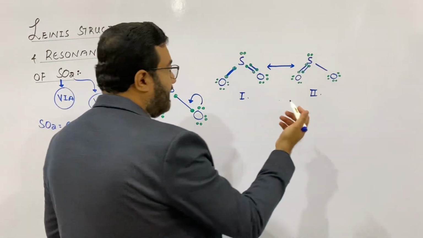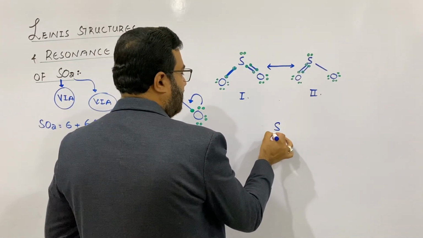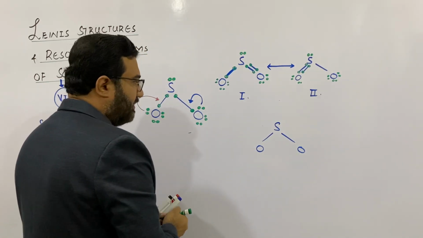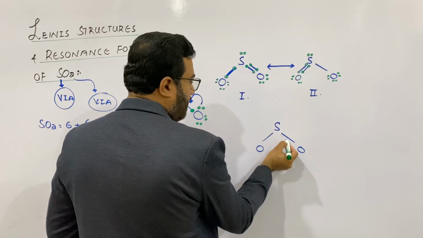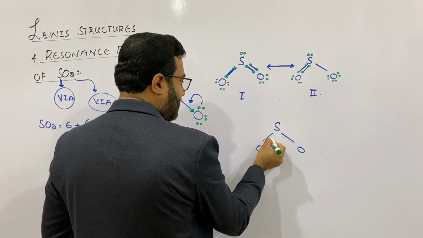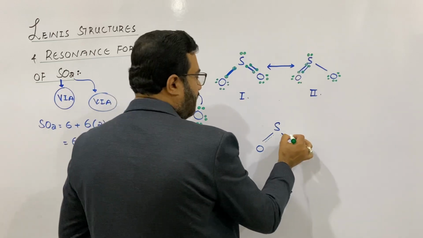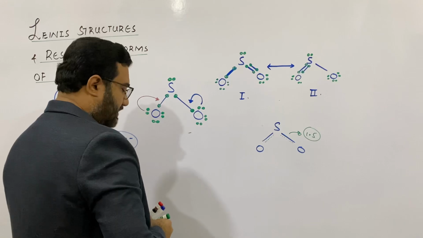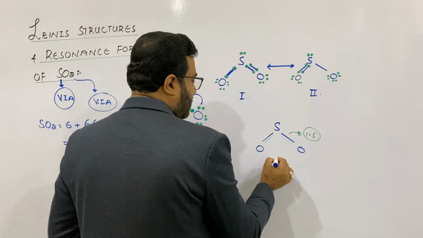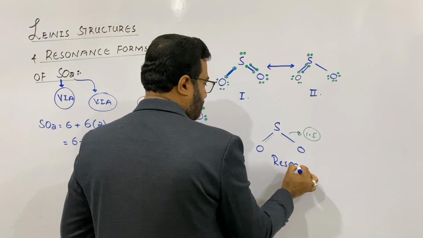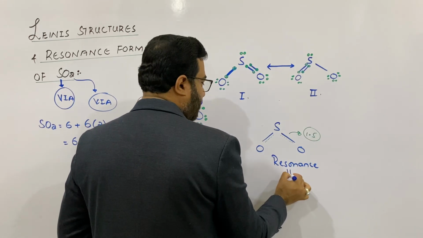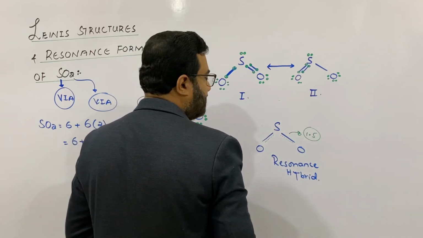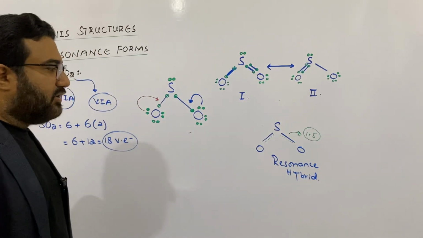And what will be the actual structure of the SO2? That should be the hybrid of these two resonance forms. It should be having a bond that should be stronger than single bond but weaker than a double bond, and the bond order should be 1.5. And this structure will be basically resonance hybrid, having lower energy than its canonical forms and higher stability because of the phenomena of the resonance.